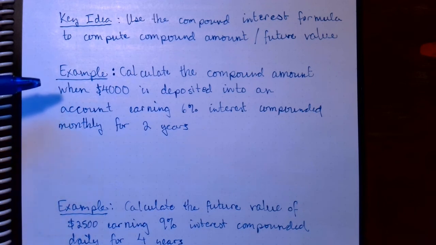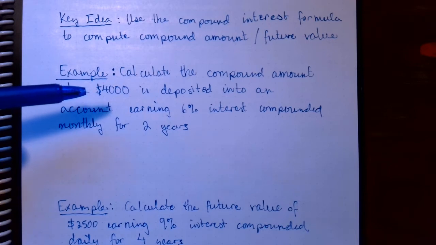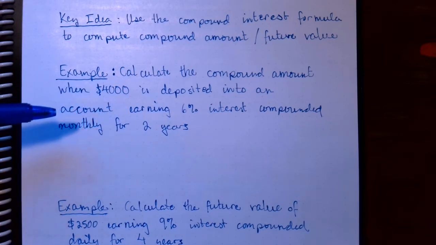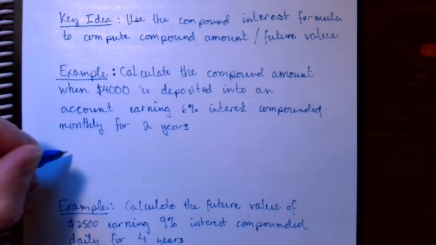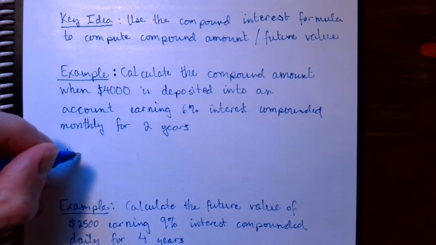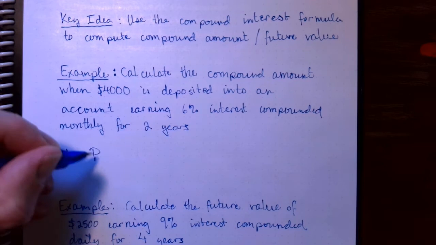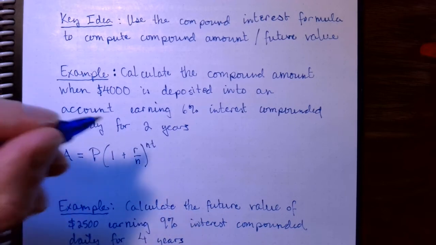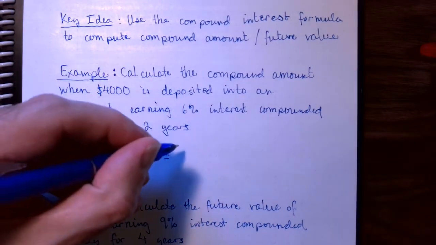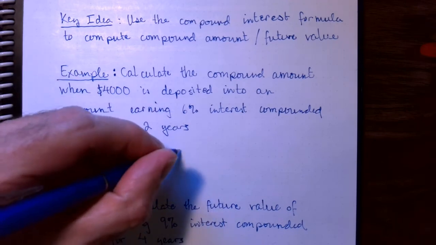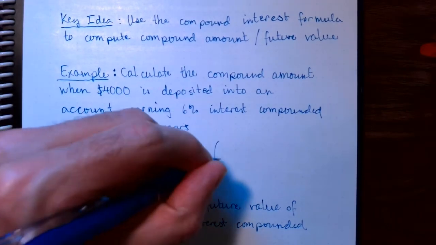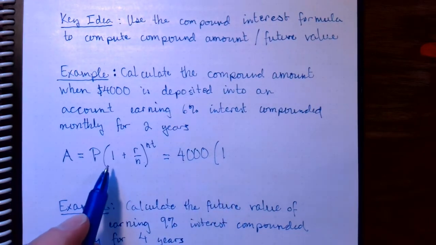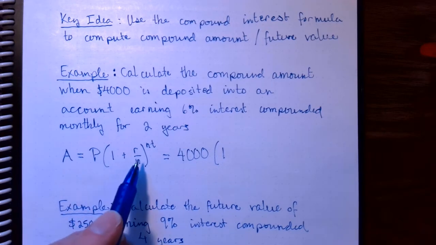This first one says, calculate the compound amount when $4,000 is deposited into an account earning 6% interest compounded monthly for 2 years. All right, so if you go back to our last video, we know that the compounded amount is equal to the principal times 1 plus r over n exponent nt. All right, let's fill in everything that we know. Principal, that's the amount you initially deposit, $4,000. That 1, that's always there. Remember, you keep 100% of what you had plus this additional little bit.